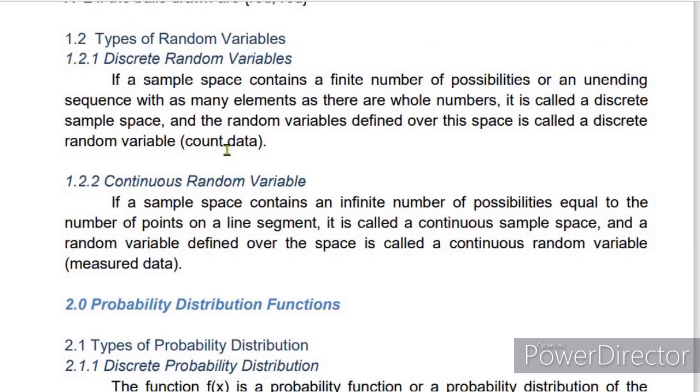Now let's go to 1.2, types of random variables. 1.2.1, discrete random variables. If a sample space contains a finite number of possibilities or an ending sequence with as many elements as there are whole numbers, it is called a discrete sample space, meaning the elements have a finite number of possibilities. Okay? And the random variable defined over this space is called a discrete random variable or count data.